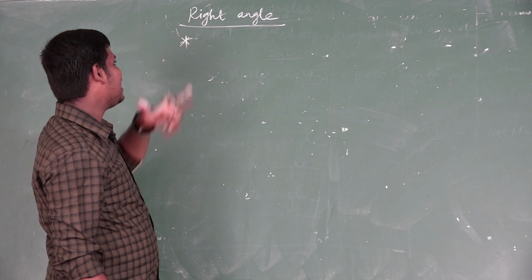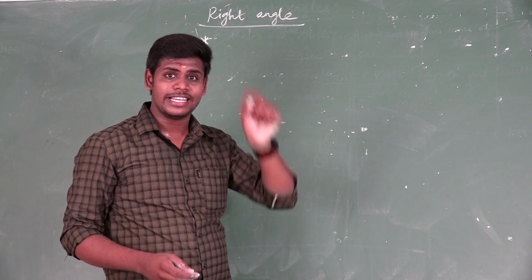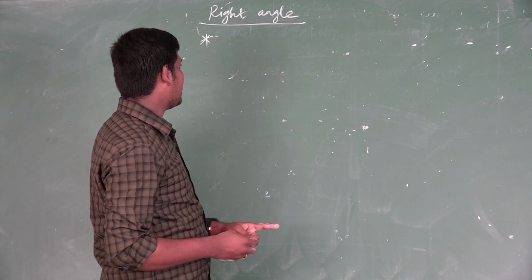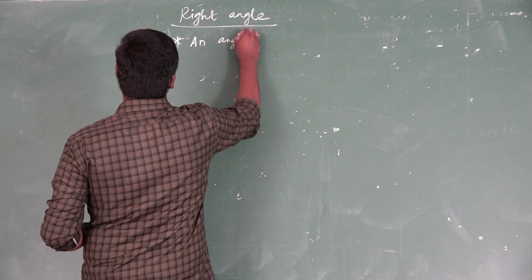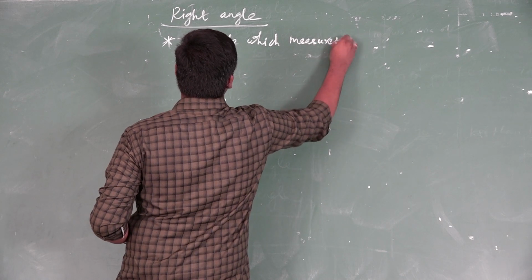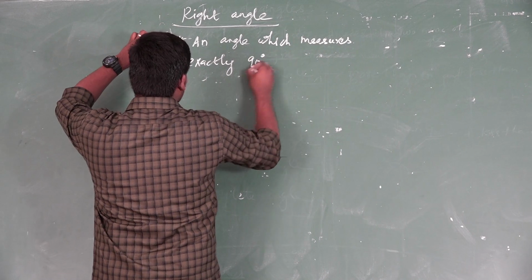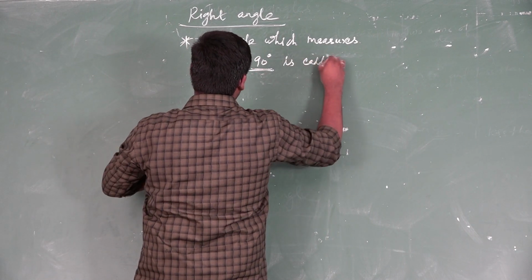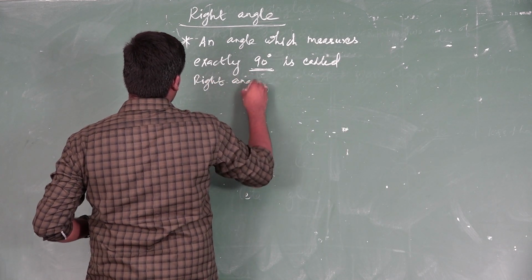Next angle is right angle. So what do you mean by a right angle? An angle which measures exactly 90 degree is called a right angle. Exactly how many degree? 90 degree. This is very important. Exactly 90 degree is called right angle.